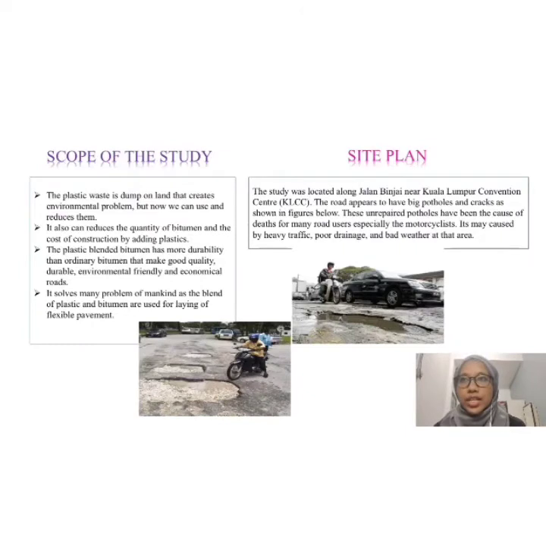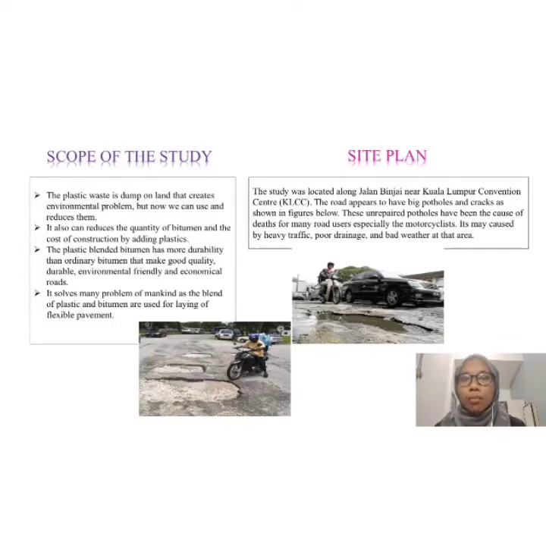Because of the study, plastic waste is dumped on land, which creates environmental problems, but now we can use and reduce it. It can also reduce the quantity of bitumen and the cost of construction by adding plastics. The plastic blended bitumen has more durability than ordinary bitumen, which makes for good quality, durable, environmentally friendly, and economical goods. It solves many problems of mankind as the blend of plastic and bitumen is used for laying flexible pavement.